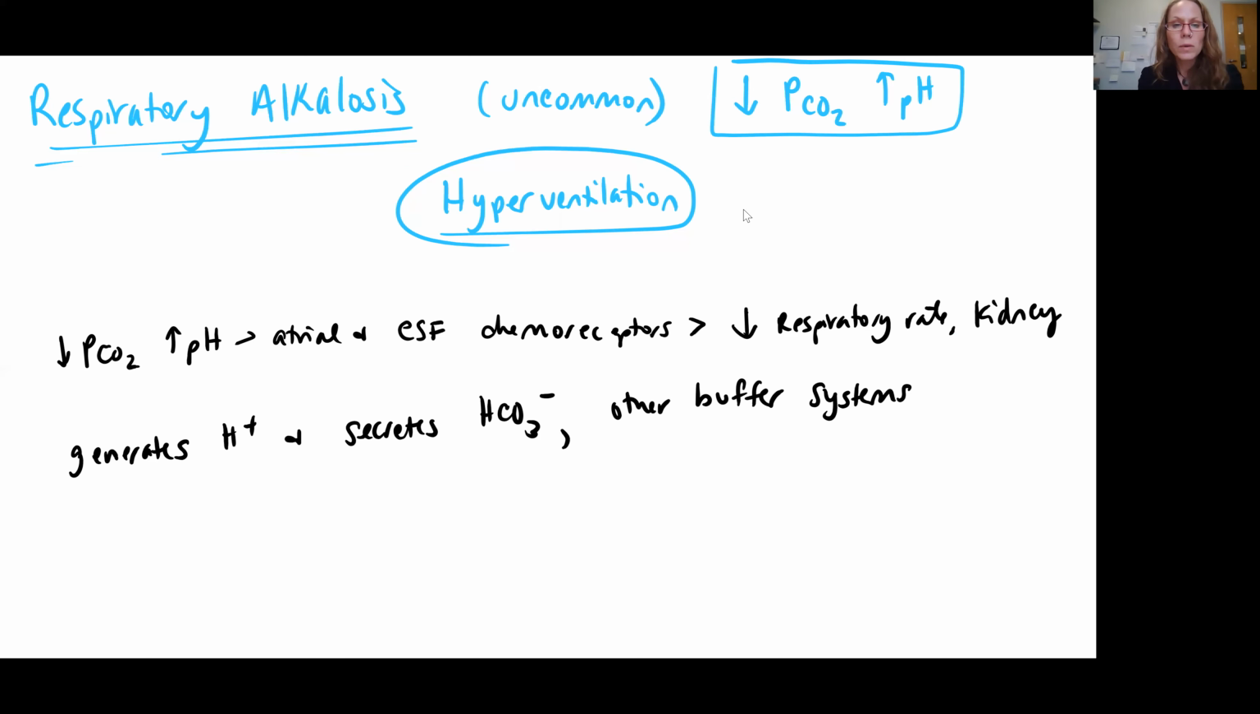When we are correcting for respiratory alkalosis, we have those same chemoreceptors responding, and this time we're basically going to reverse everything. So we decrease our respiratory rate, retain some of that CO2. The kidney can actually generate for us hydrogen ion and secrete the bicarbonate ion. So you're pushing your reactions in the opposite direction, and we can have buffer systems besides bicarbonate ion helping to replace that hydrogen ion that we need.